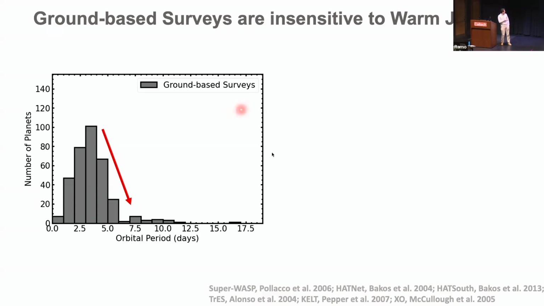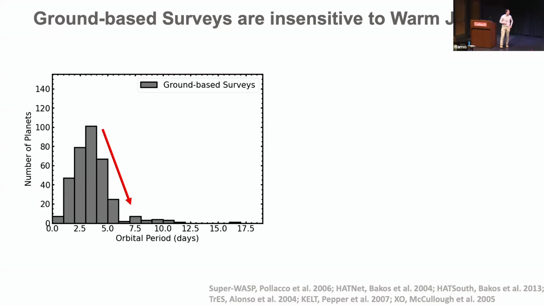Here is a histogram of planetary orbital period, where the y-axis is the number of planets. This data is from a series of ground-based telescope surveys: SuperWASP, HATNet, HATSouth, TrES, XO, and so on. You can see here that the detection efficiency significantly decreased beyond several days. That basically means those ground-based surveys hardly detected any warm Jupiters before.